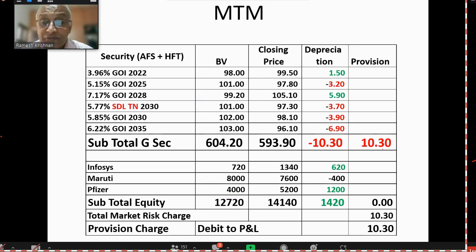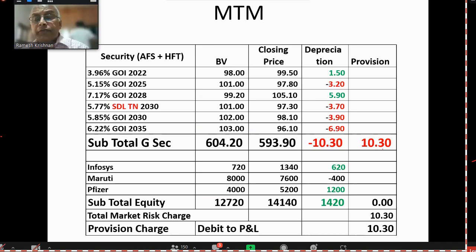Have I answered you? Yes, sir. Good question. So this is all about marking to market. Sir, one question. Please. If it is not government, then it will be non-SLR. If it is a bond, if it is a debt and it is not government, it will be non-SLR. If it is a share, it will be equity separately. That will also be non-SLR. Okay, sir.